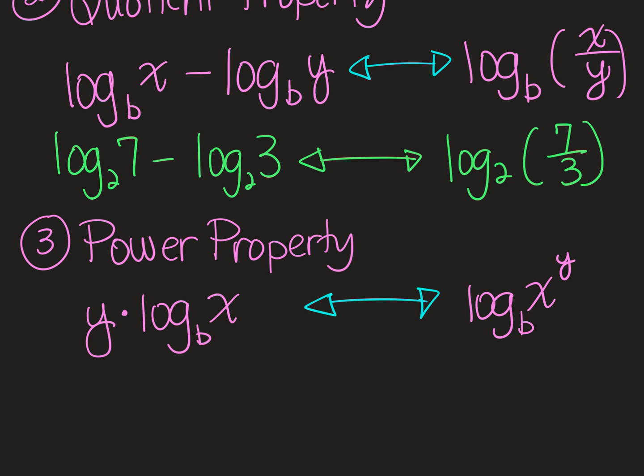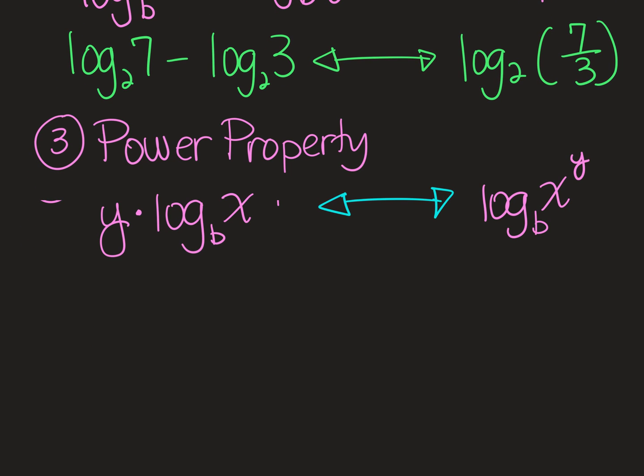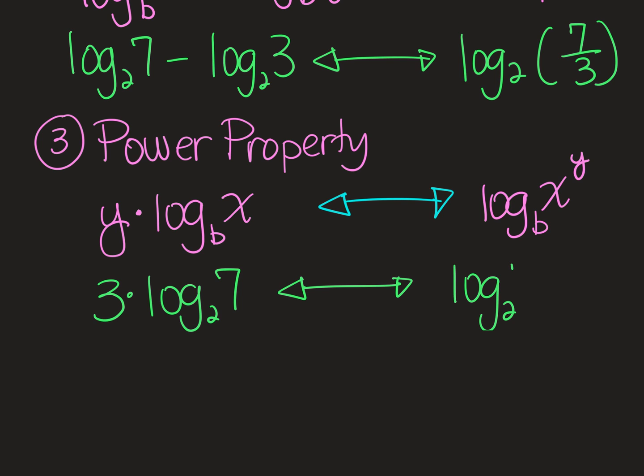So that's another property of logarithms, and like I said, I think this one probably gets used the most in reality. So I might see something like, we'll stick with the same numbers here, 3 times the log base 2 of 7, and that can be rewritten as the log base 2 of 7 raised to the third power. So we're raising that 7 to the third power. So these are our three properties.